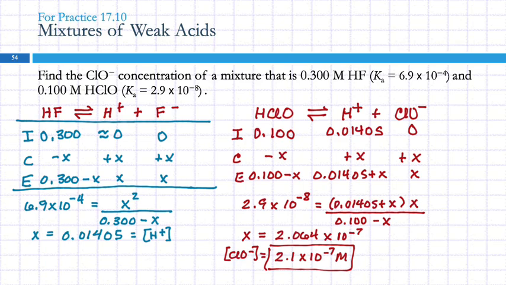So if we want the pH, we'll just do it for the stronger acid. If they're saying, what's the pH? We could stop here. Let's find out what the pH is. So negative log of 0.01405, it's going to be 1 something. .8523.